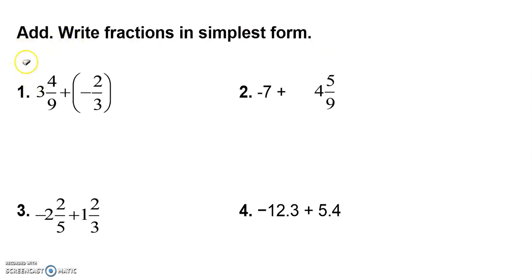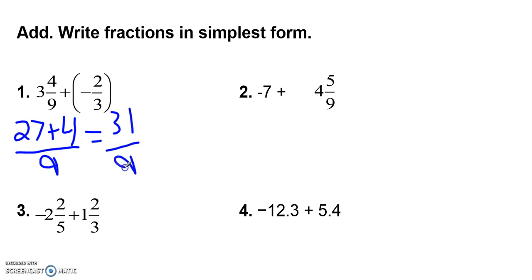Okay, so the first thing we want to do is write fractions in simplest form. So these are all adding problems. I'm going to take a pencil and we're going to do this. I don't like that this is a mixed number, so I want to make it an improper fraction. So 3 times 9 is 27 plus 4 all over 9, and that equals 31 over 9. Then I have to bring the rest of the problem back down here, so plus negative 2 thirds.